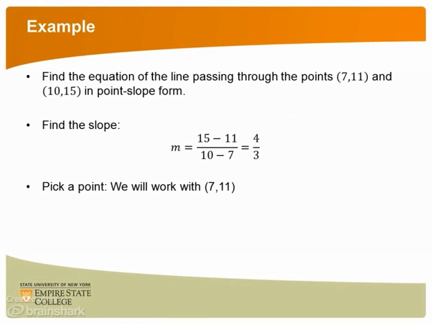Next, we need to pick a point. We decide to choose the point (7, 11). Later, we will consider what happens if we choose the other point. We finish by plugging our information into the appropriate spots of the equation. The x value from our point is 7, the y value from the point is 11, and our slope was 4/3. So our equation looks like y minus 11 equals 4/3 times (x minus 7).